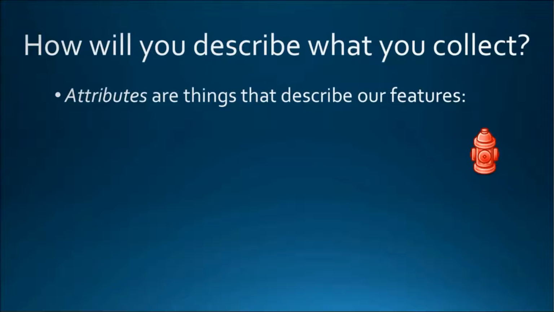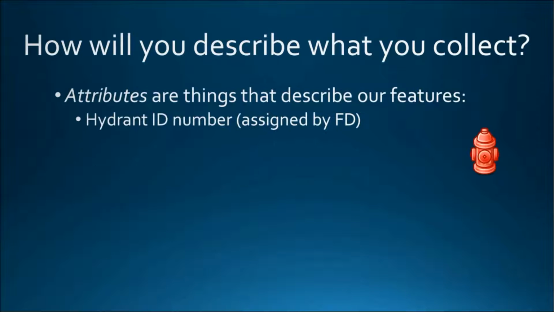So how are we going to describe what we collect? Attributes are things that describe our individual features. So in this case, we want to have a fire hydrant ID number that would be assigned by the fire department. We might not know what it is right now. We might have to add that later.